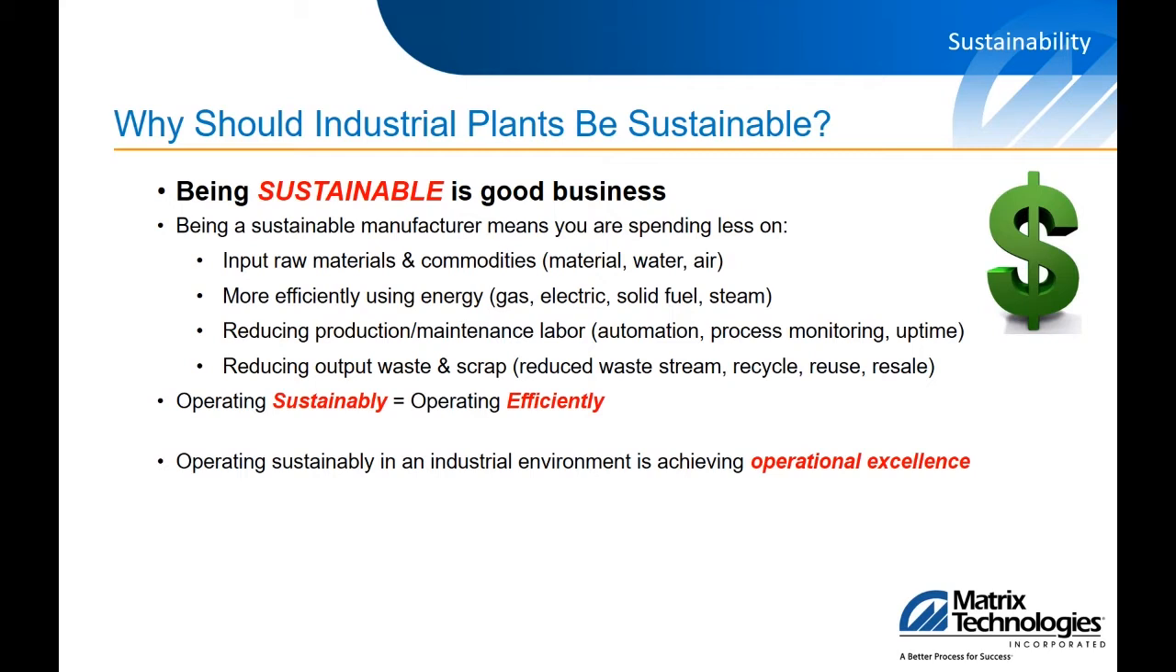If you're using your energy more efficiently, your gas, your electric, your solid fuels, your steam, whatever your prime movers are, if you're using those more efficiently, you're lowering your operating costs. Those also fall directly in line with being more sustainable. One of the things that often gets overlooked also is if you're reducing your production and or maintenance labor through automation, process monitoring, machine uptime, those things are making you more efficient, and that's making you more sustainable. And then the last part of that equation is reducing the output waste and scrap, whether that's recycle, reuse, resale, or just using less of it, is another way of operating sustainably.